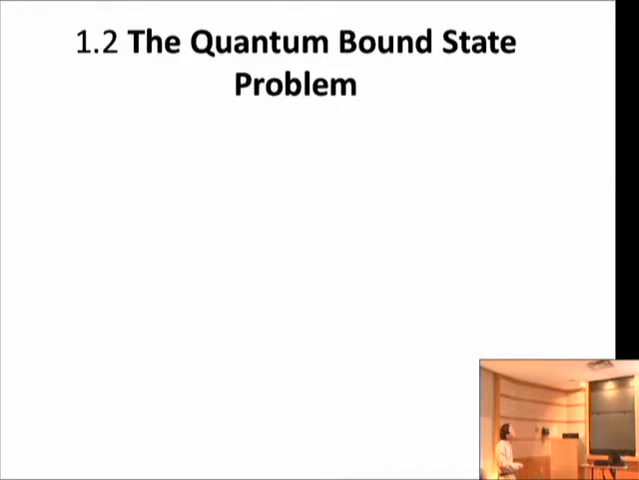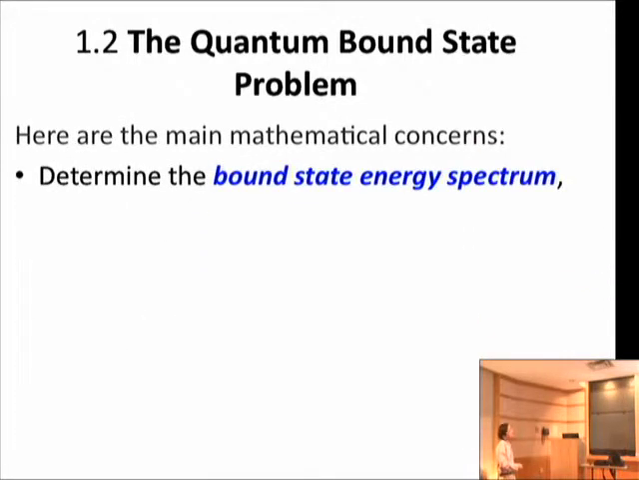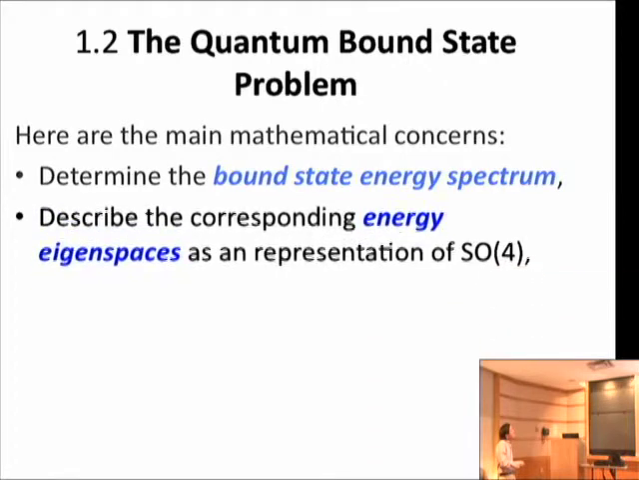Okay, superintegrable. Now let's go to the quantum bound state problem. And here are the main mathematical concerns. The first, we need to determine the bound state energy spectrum. And the next question is to describe the corresponding energy eigenspace as a representation of this SO(4) group.